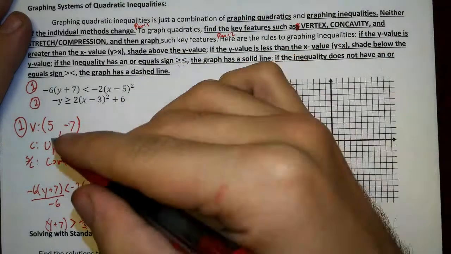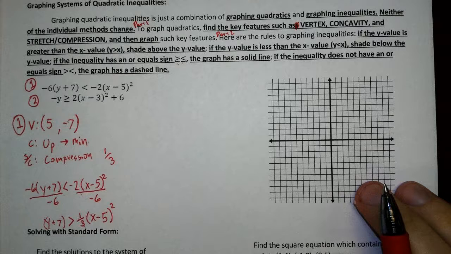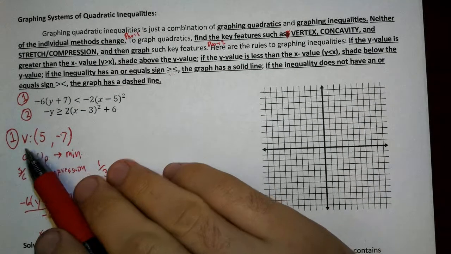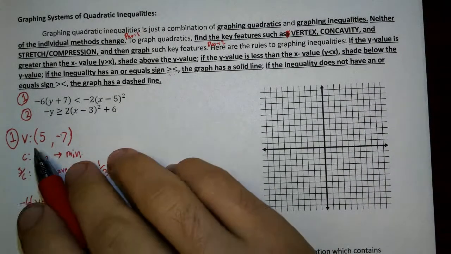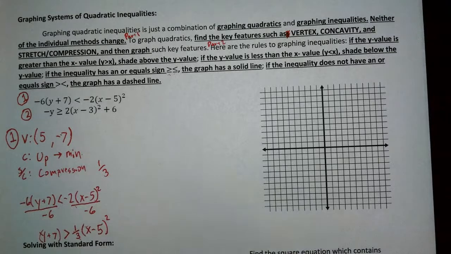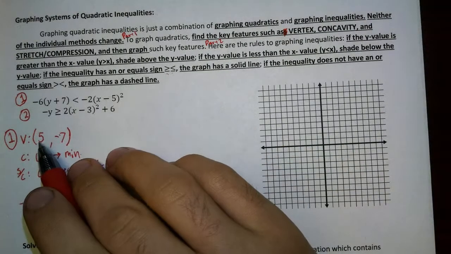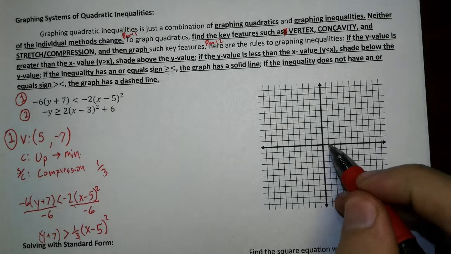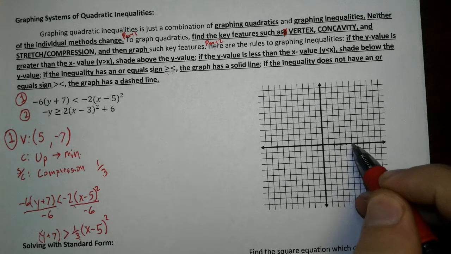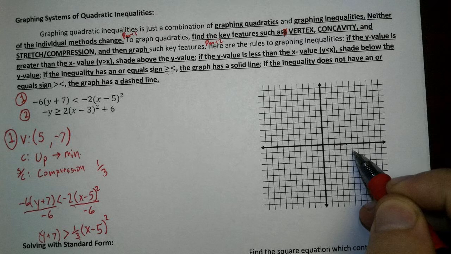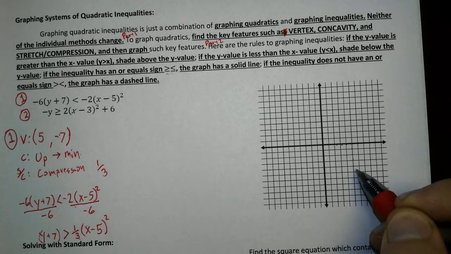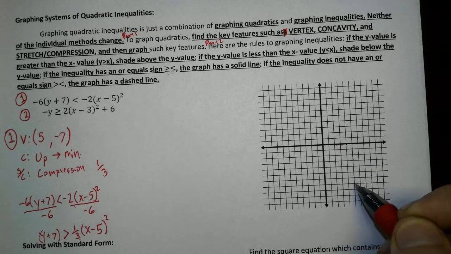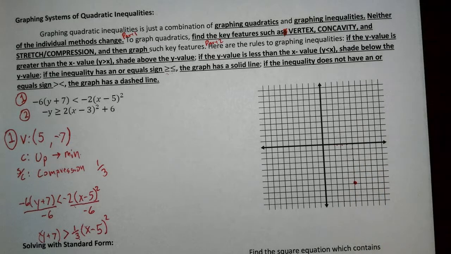Now let's go ahead and put this on the graph. Okay, so I have all my key points: the vertex, the concavity, and the stretch and compression. Let's go ahead and put this on here. So my vertex is over 5, down -7. So 1, 2, 3, 4, 5, and then down 1, 2, 3, 4, 5, 6, 7. Down right there. Okay, it's concave up, and it has a compression of 1/3.